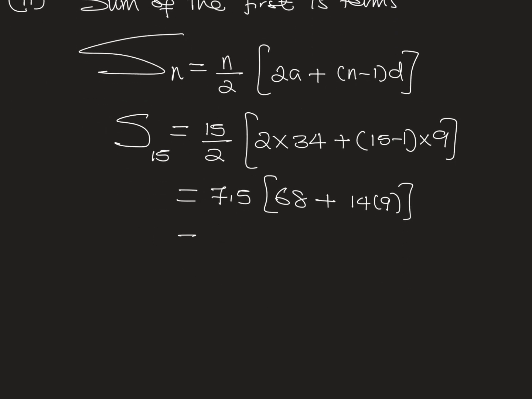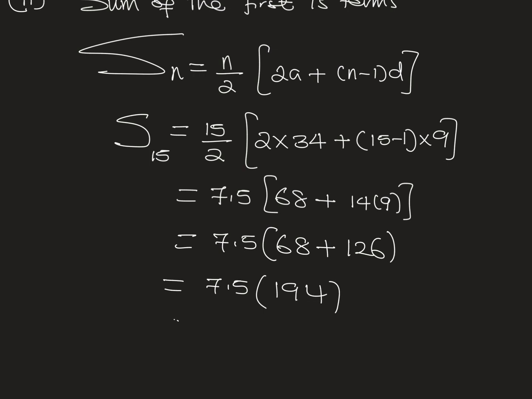So we're going to have 7.5 into 68 plus 14 times 9 is 126. So that will be 7.5 into 68 plus 126 is 194. So 7.5 times 194 is 1455. And that answers the question.